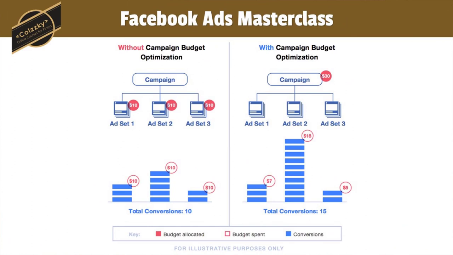So, 10 pesos opportunity, 10, 10, 10. So, in your $10 budget, you have 10 conversions with your $10 budget, pero dito naman, you get more conversions. So, medyo mas maganda kasi explain ko dito sa board kesa dyan.